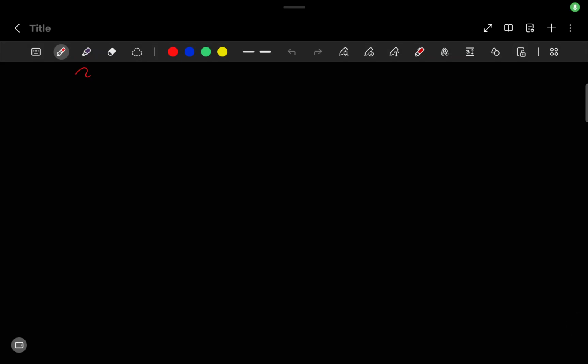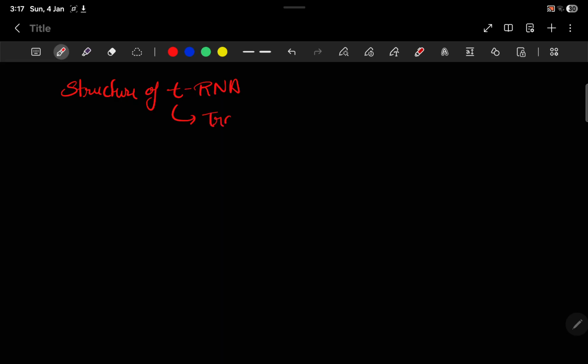Hello everyone. Today we are going to study the structure of tRNA. tRNA is also called transfer RNA. It is called transfer RNA because it is responsible for bringing amino acids from the cytoplasm to the ribosome for protein synthesis. So we are going to study its structure.